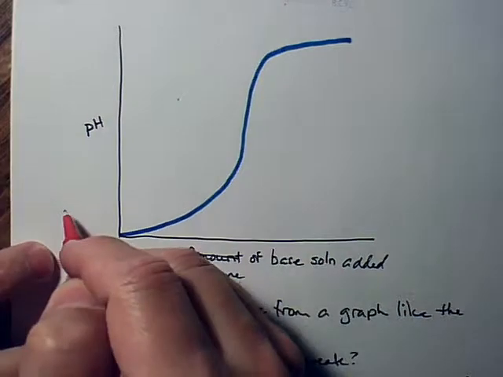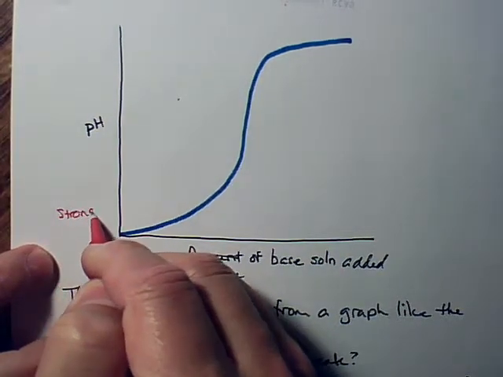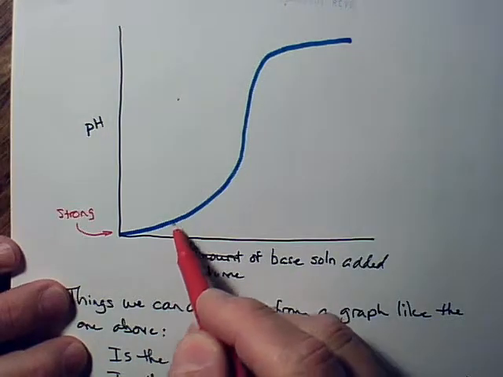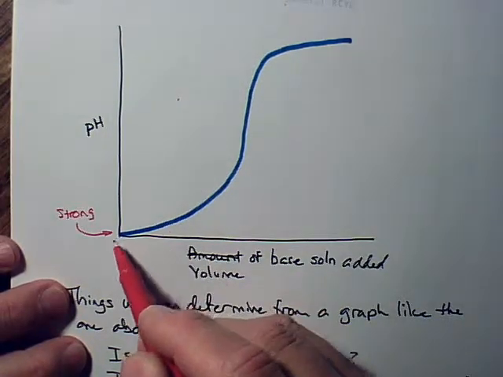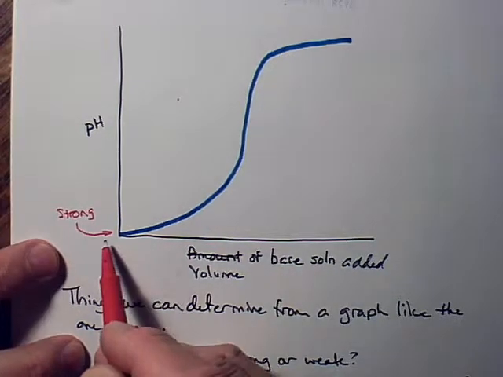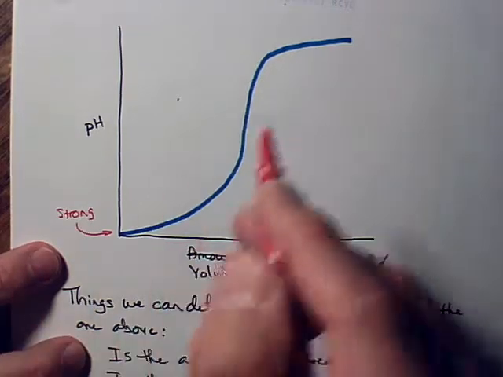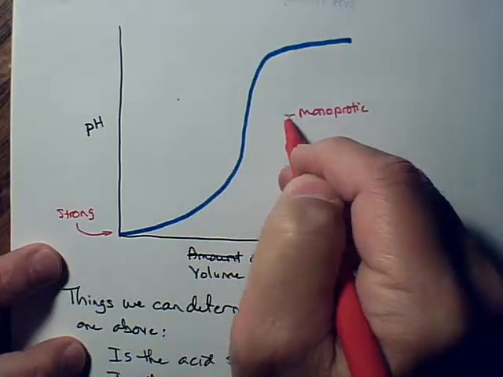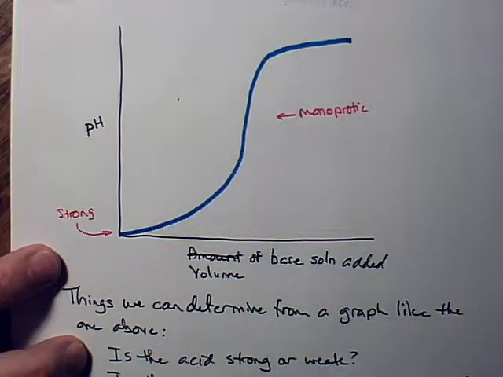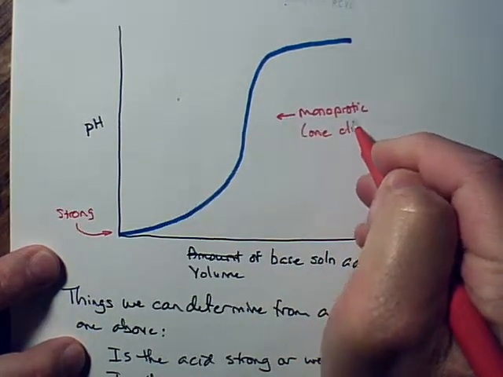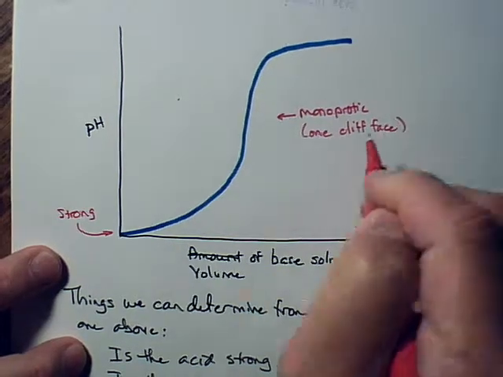Now, we know it's a strong acid because the curve starts down here near zero or below, or looks like it might have started there. If it's already been diluted and I was starting somewhere along here, it looks like it might get down there. So that's how we know it's a strong acid. We know it's a monoprotic acid because it only has one cliff face.